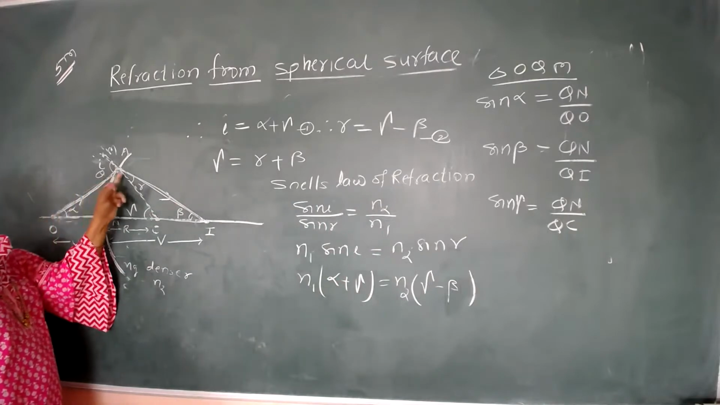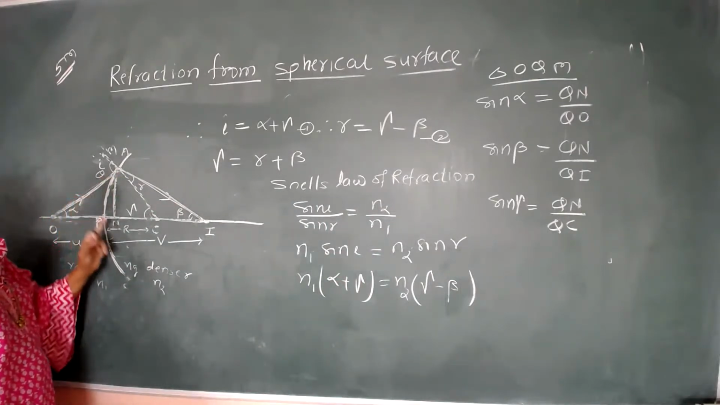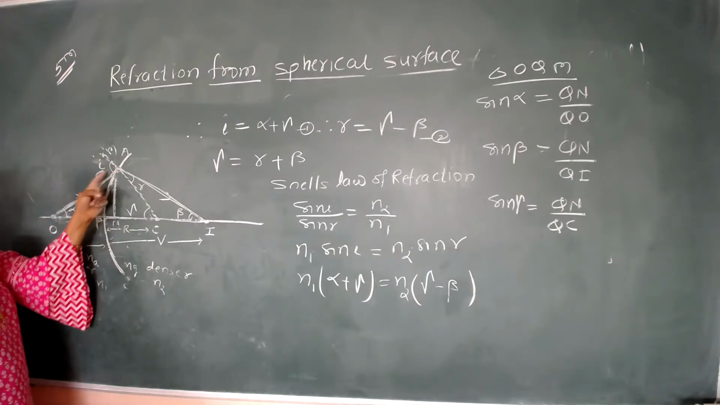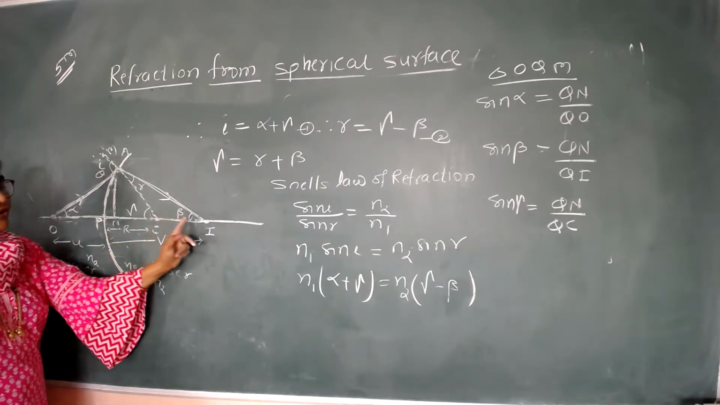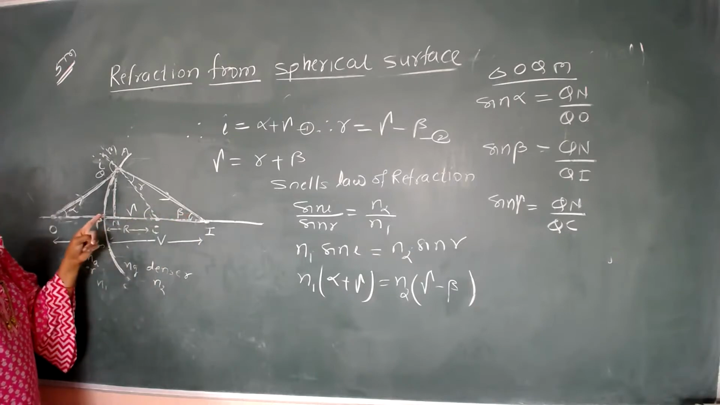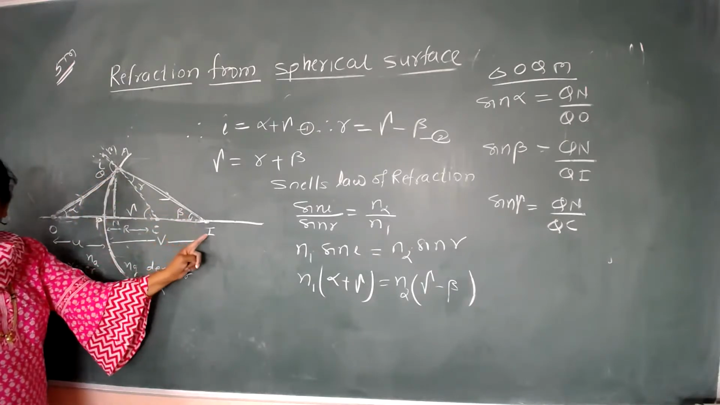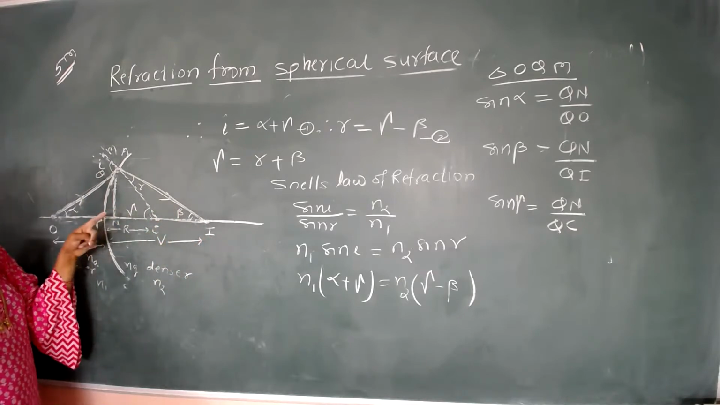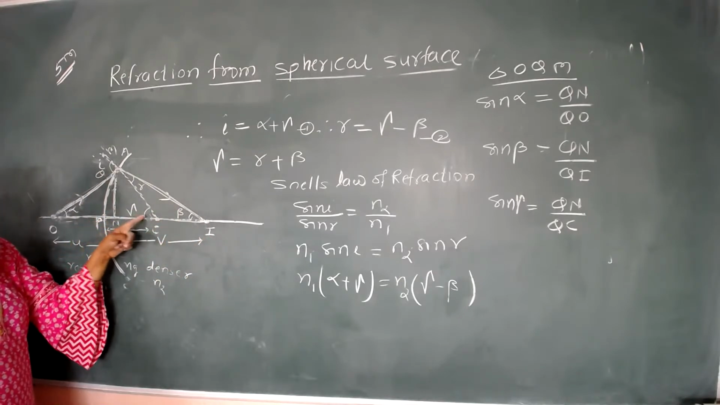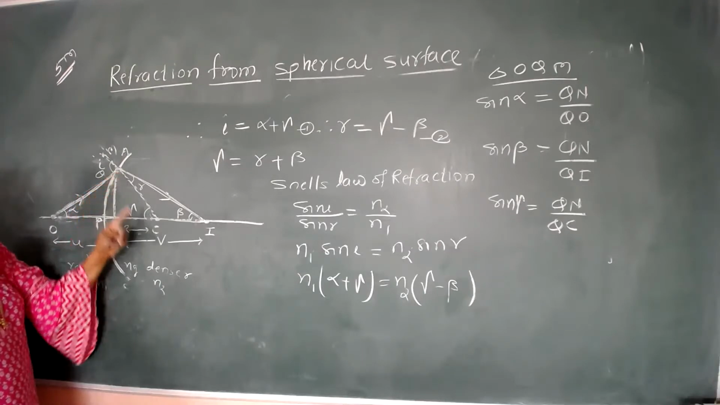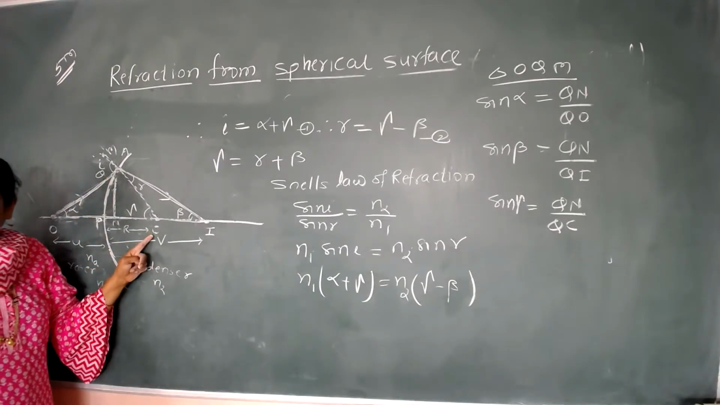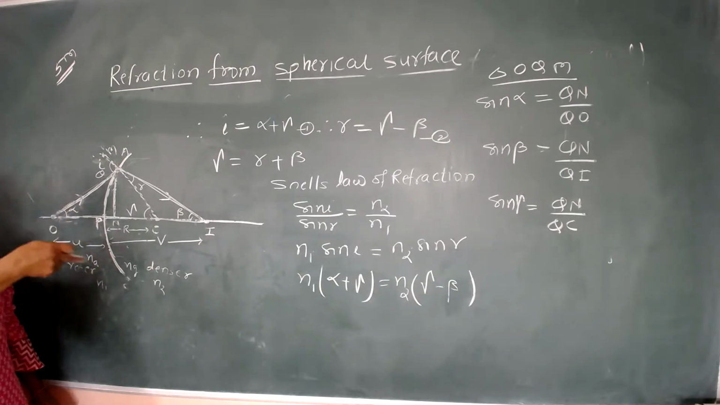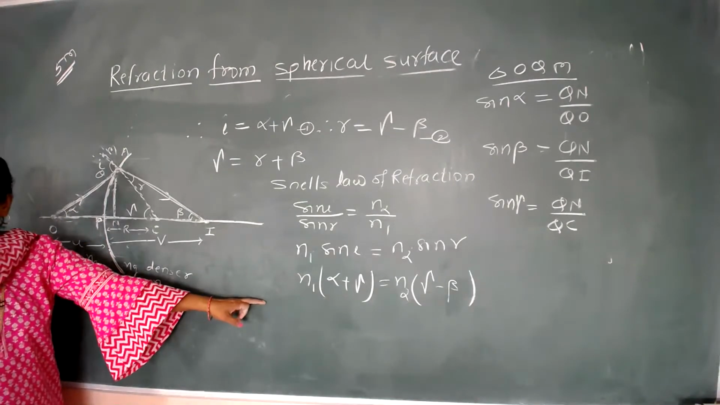We consider the first triangle OQN. In this triangle, sin alpha is equal to QN divided by QO. Then we find out sin beta. For sin beta, we consider NQR, so that is equal to QN divided by QI. Next one is sin gamma. Sin gamma is equal to QN divided by QC. Correct?